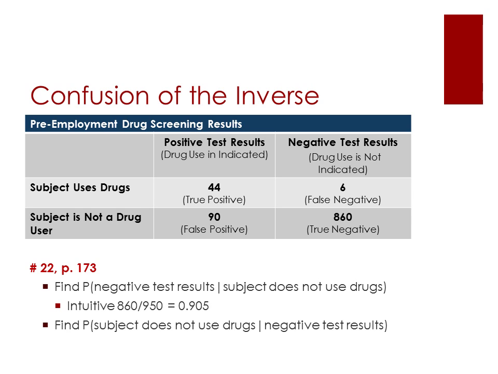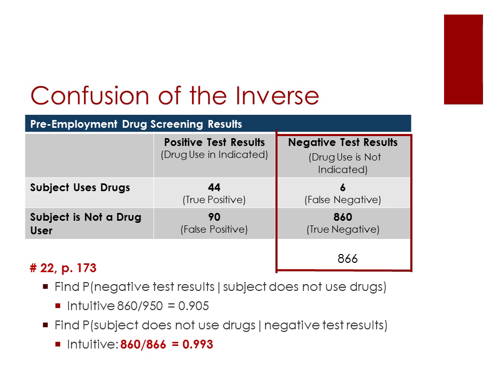Now, let's look at the inverse of that. So here we're looking at the probability of a subject not using drugs given that they have negative test results. So notice we've changed the order of events here when we solve this intuitively. You notice if we start eliminating at first the number of individuals who have negative test results, that gives us a different total number of possible events. So here, our denominator is 866. Notice in the one above, the denominator was 950.